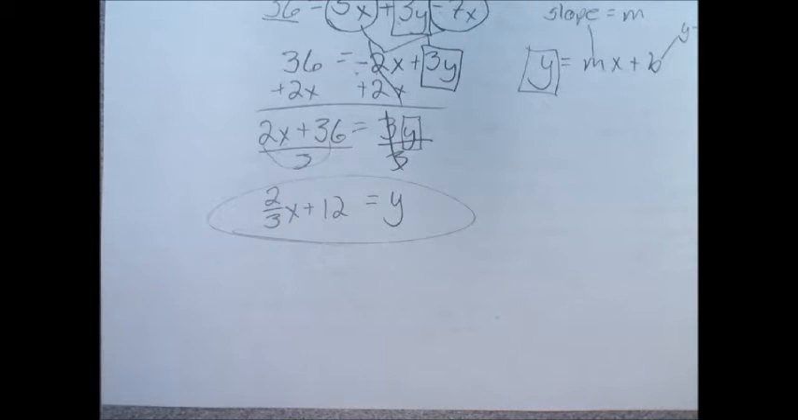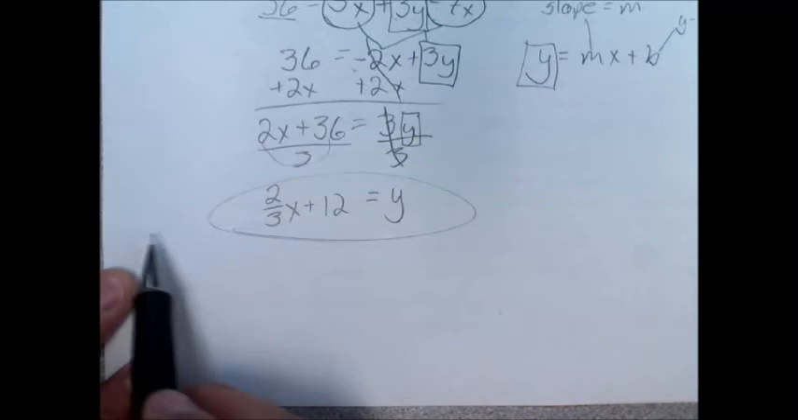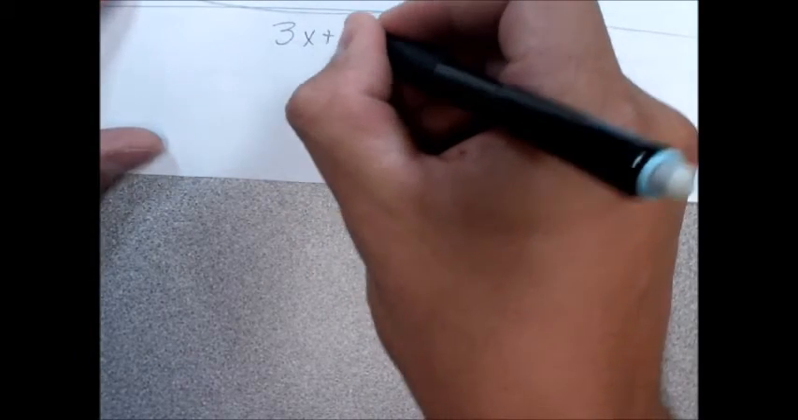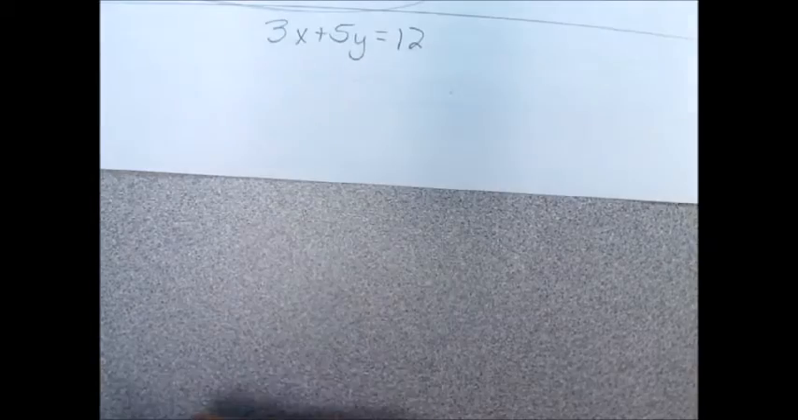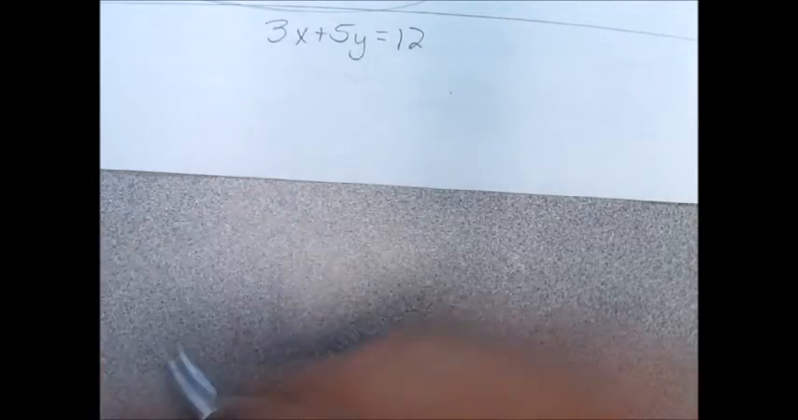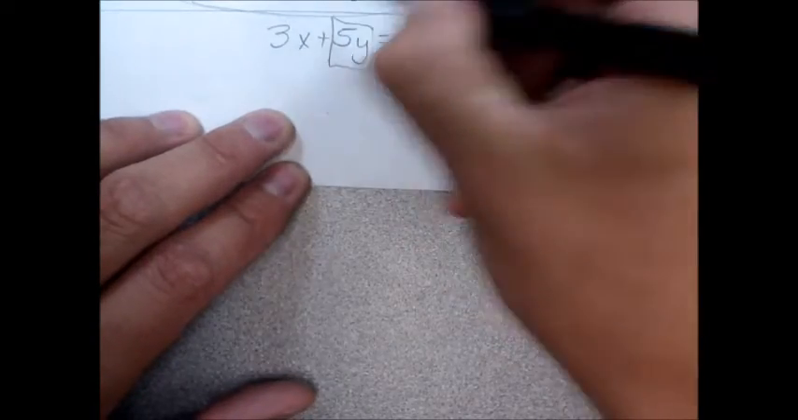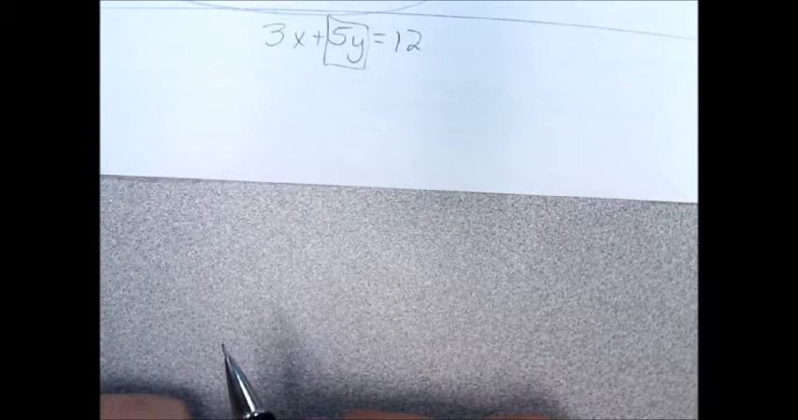Cool? Questions, comments, concerns? I'm going to do one more example like that because I feel like we struggled a little bit. Here we go. We've got 3x plus 5y equals 12. And I'm going to put this in y equals mx plus b. I'm going to put it in slope-intercept form. So I need to isolate this term, my y term. How am I going to get rid of 3x?